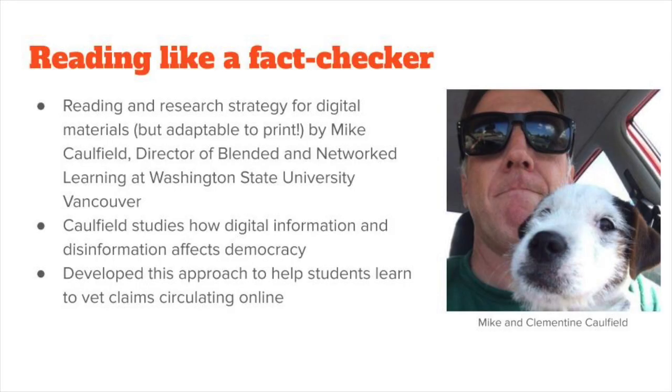But we can also talk about different reading strategies that you can use to help you assess sources. So, my favorite tool for thinking about how to figure out whether a source is trustworthy or not comes from Mike Caulfield, who's the director of blended and networked learning at Washington State University in Vancouver. And he studies how digital information and disinformation affects democracy. And has developed a reading and research strategy called Reading Like a Fact Checker, or the SIFT model, which helps students learn how to vet claims that are circulating online.